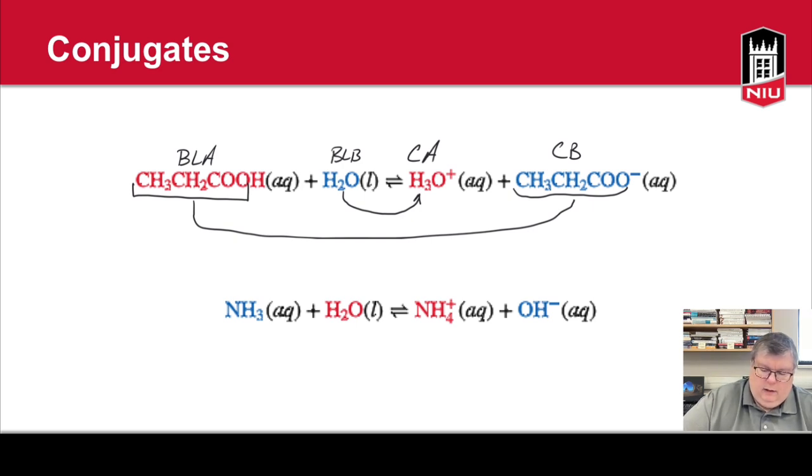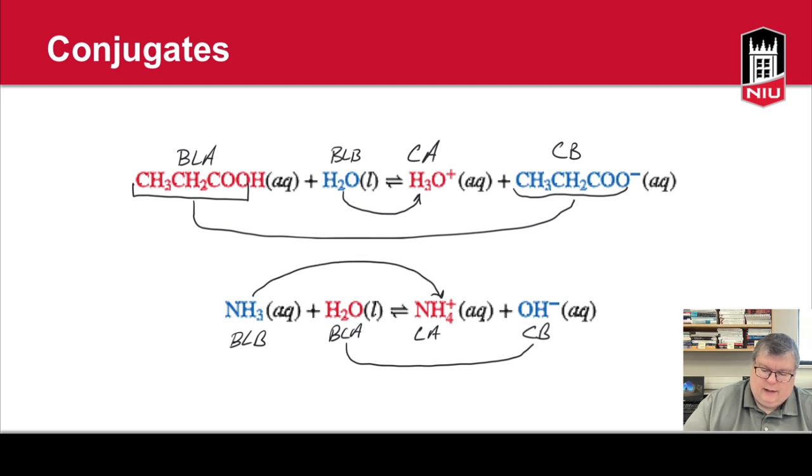Similarly, with ammonia and water, here is our Bronsted-Lowry base. Here's our Bronsted-Lowry acid. This is our conjugate acid and our conjugate base. So the Bronsted-Lowry acid becomes the conjugate base. The Bronsted-Lowry base becomes the conjugate acid.